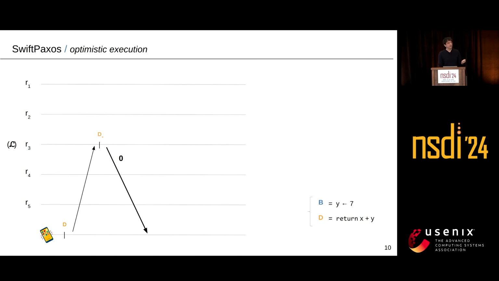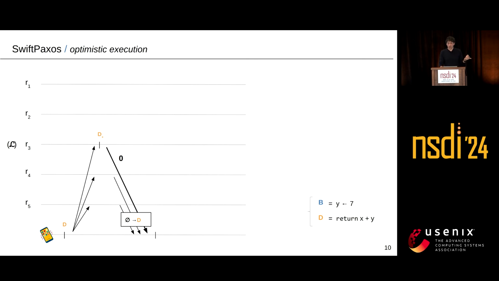SwiftPaxos has an optimistic execution mechanism to accelerate the execution of commands. It executes the command at the leader replica. So here, replica 3 will send back 0 as the result of the execution of command D to the client. And if this result is sent together with the dependencies, and the dependencies of a quorum match the one of the leader, the client knows that it is a durable result, the final result of the execution of the command.